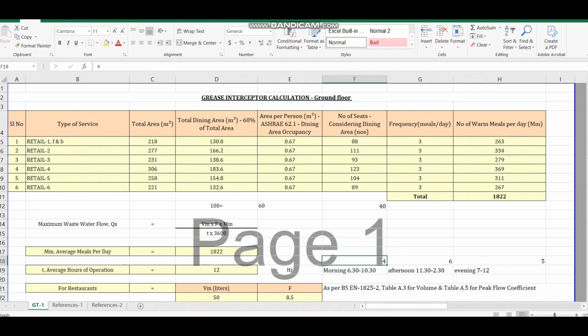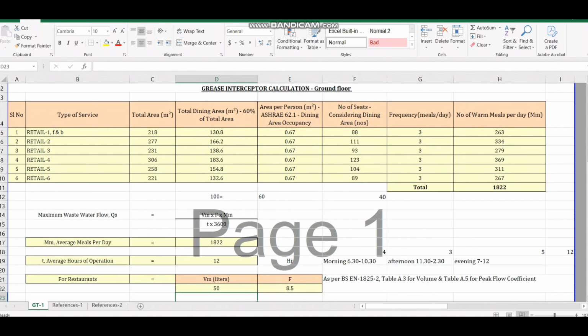For example, if you see these three, this is 4 hours, this is 3 hours, and this is 5 hours. Total 12 hours of operation I normally consider. But if we increase the hours of operation, there will be a change in the flow rate. So this is the actual way you can consider, the same amount like 12 hours. That is more than enough.